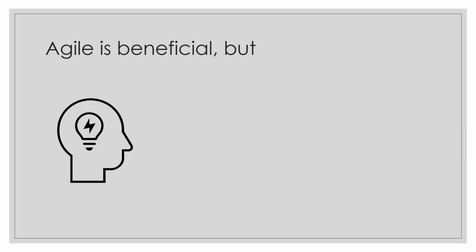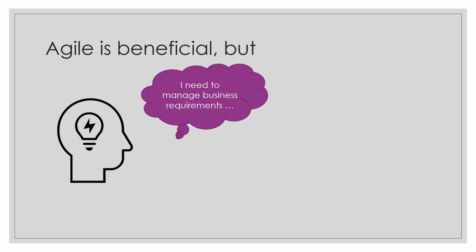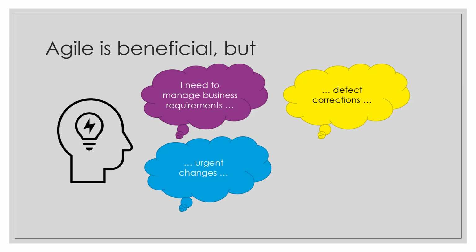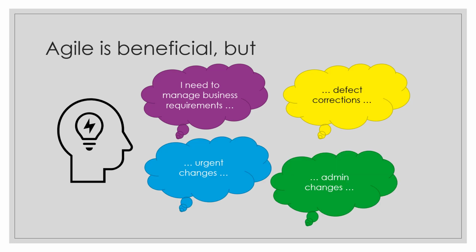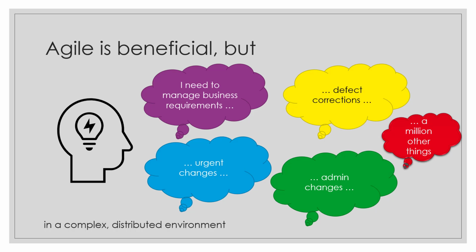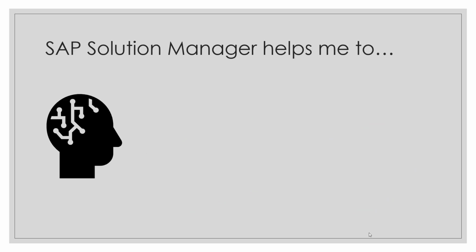Now we know Agile project management is beneficial and easy to use, but it's hard to implement in reality, especially in a huge enterprise environment. We need to manage business requirements. We also need to manage defect corrections, urgent changes, admin changes, and a million other things. And everything in a complex and distributed environment where teams all over the world have to work on it.